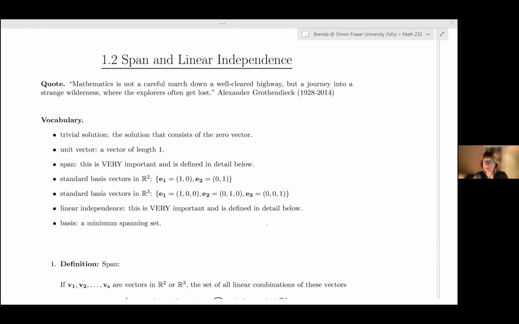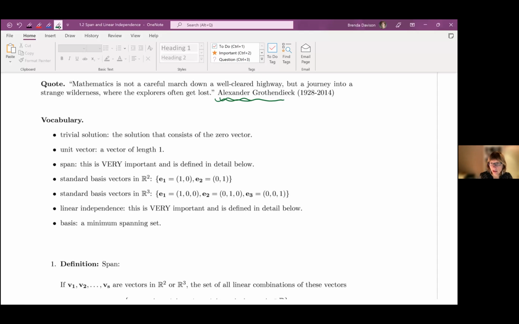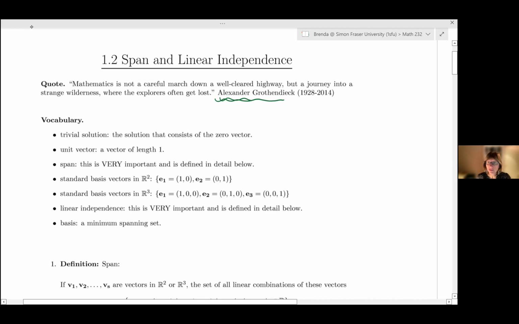Let me, because I find this interesting, point you to this quote. This is a quote by Alexander Grothendieck. You should just pull up the Wikipedia entry on this person and have a look at that. This is a tremendously productive and probably one of the best mathematicians of the 20th century. So certainly somebody whose name you should be familiar with, and you might just find it interesting to read about him.